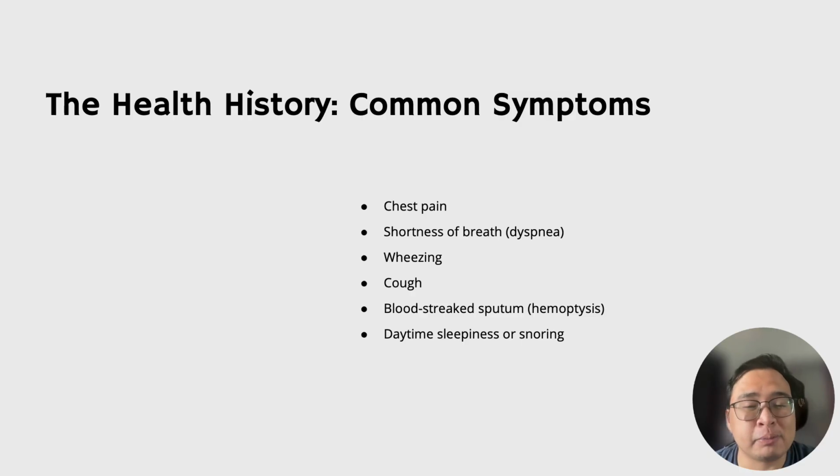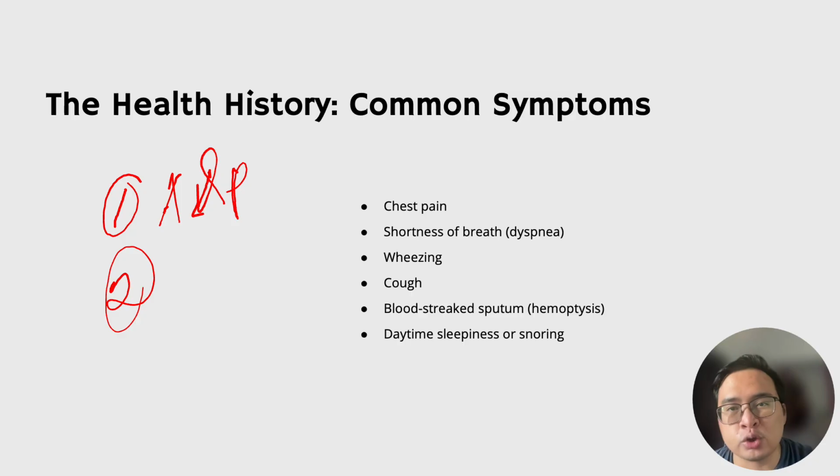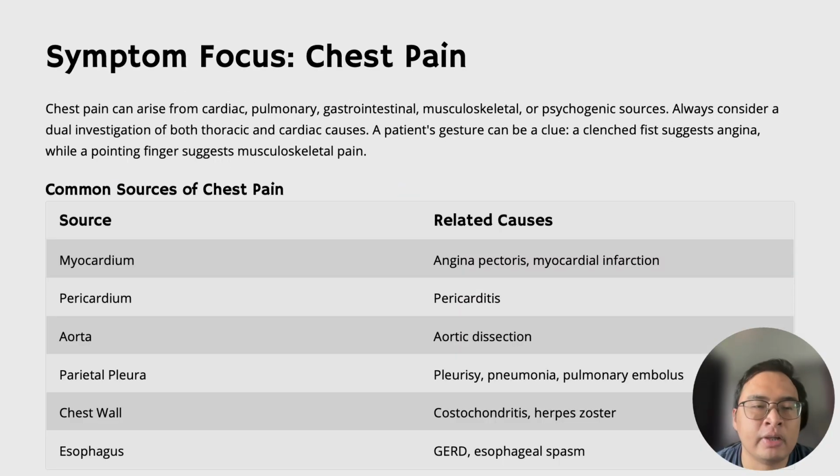We're done now with the first part of the lecture, which is the review of anatomy and physiology. Now let's go to the common symptoms that you're going to encounter during your health history. So we're going to tackle this: chest pain, shortness of breath, also known as dyspnea, wheezing, cough, blood-streaked sputum or hemoptysis, as well as daytime sleepiness or snoring. Let's start first with chest pain.